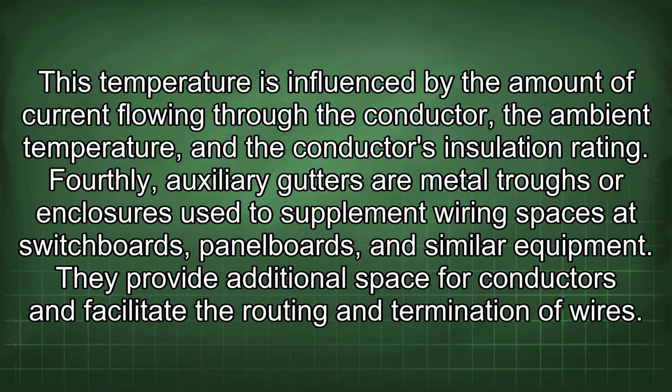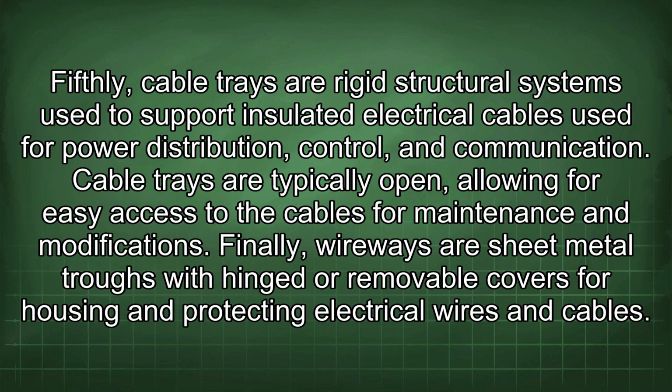rating. Fourthly, auxiliary gutters are metal troughs or enclosures used to supplement wiring spaces at switchboards, panel boards, and similar equipment. They provide additional space for conductors and facilitate the routing and termination of wires. Fifthly, cable trays are rigid structural systems used to support insulated electrical cables used for power distribution, control, and communication. Cable trays are typically open, allowing for easy access to the cables for maintenance and modifications.